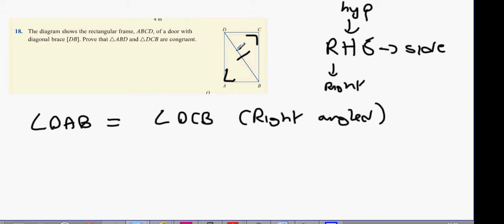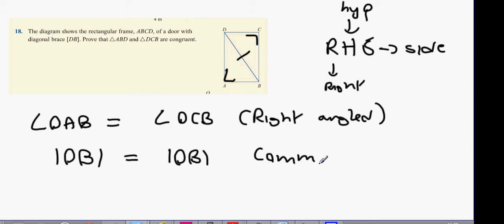DB. So what we can write is DB equals DB, and the reason they're equal is that it's a common side. This line is in both triangles, and in both triangles it is the hypotenuse. That's the hypotenuse done. So that's R, that's H done. Now I'm on S.